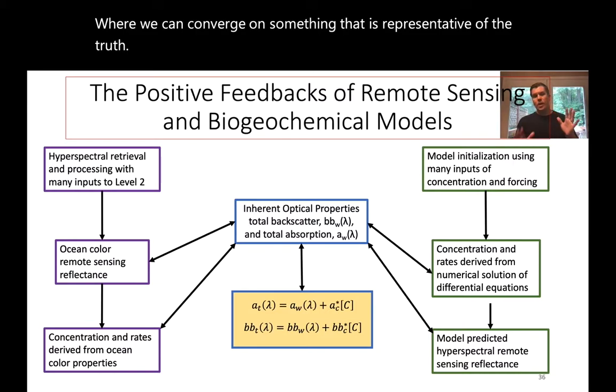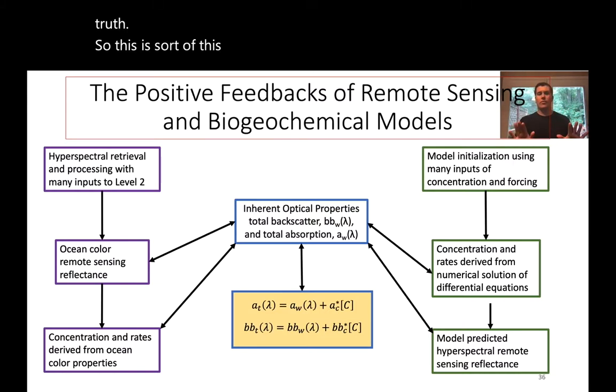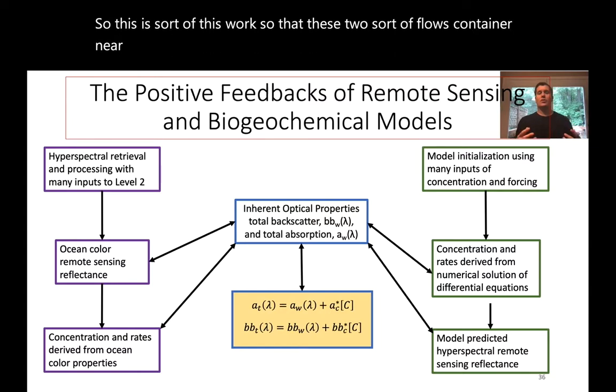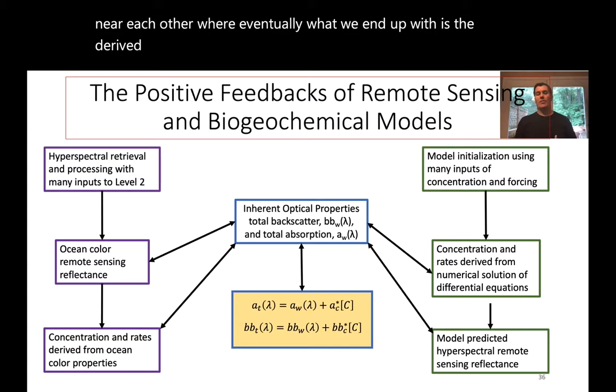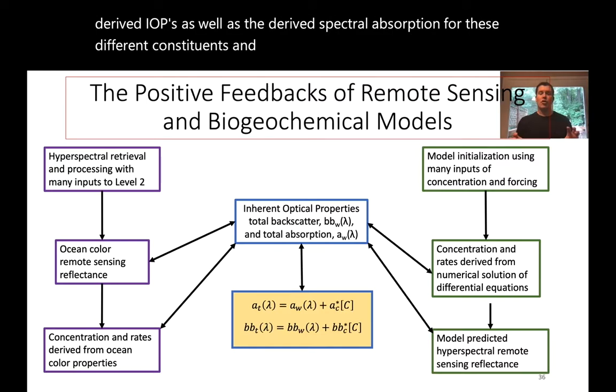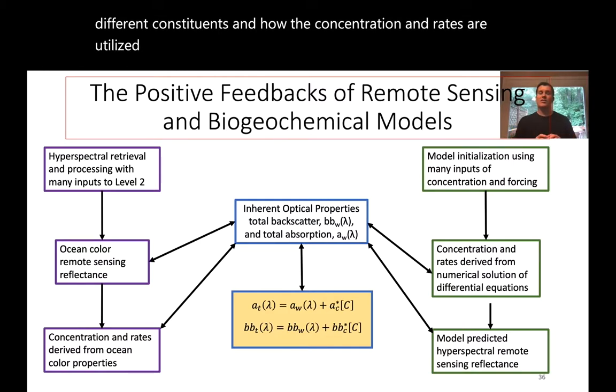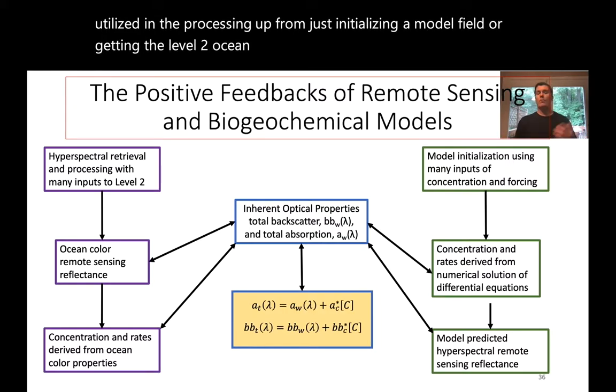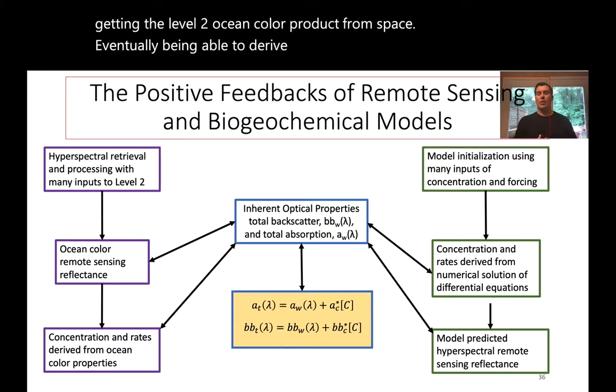So this is set up so that these two flows can kind of mirror each other, where eventually what we end up with is the derived IOPs as well as the derived spectral absorption for these different constituents, and how the concentration and rates are utilized in the processing up from just initializing a model field or getting the level 2 ocean color product from space, eventually being able to derive these rates and IOPs in the ocean.